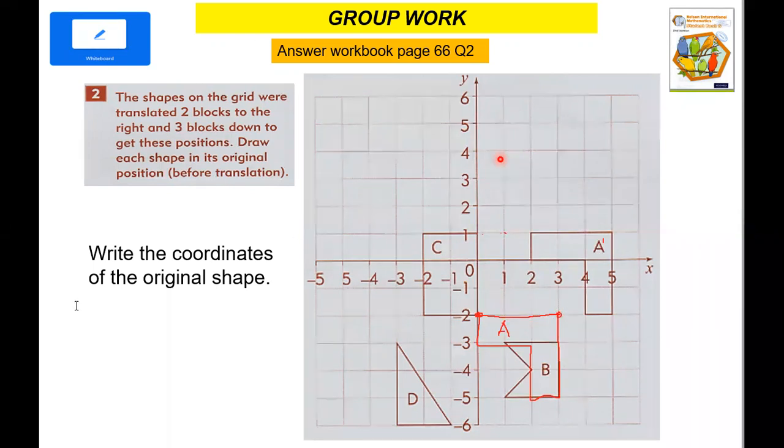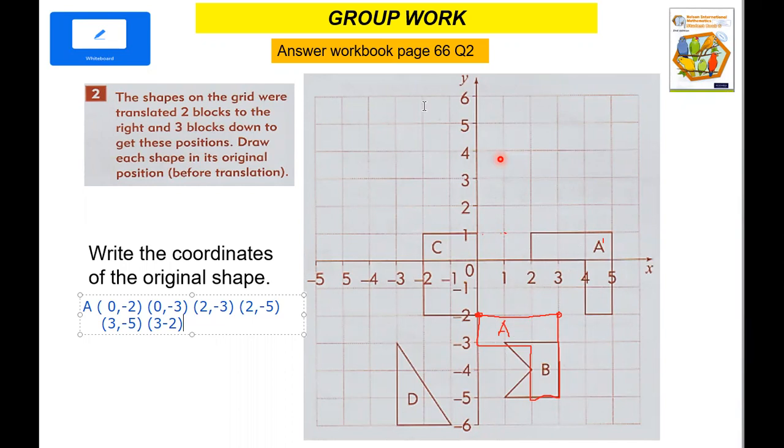Okay, what are the points of the original of A? So it is 0, -2, then 0, -3, then 2, -3, and then 2, -5, 3, -5, and 3, -2. Okay, so here 1, 2, 3, 4, 5, 6. So this is the original shape.